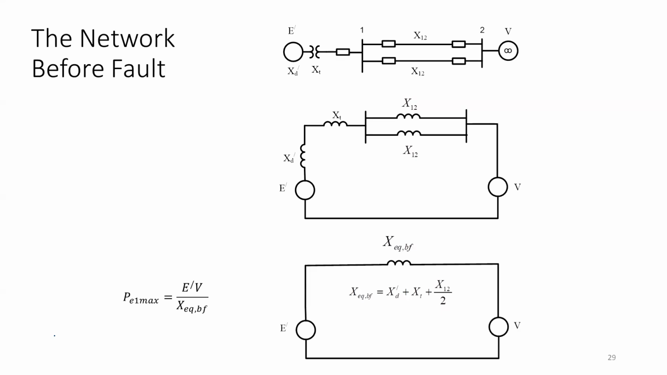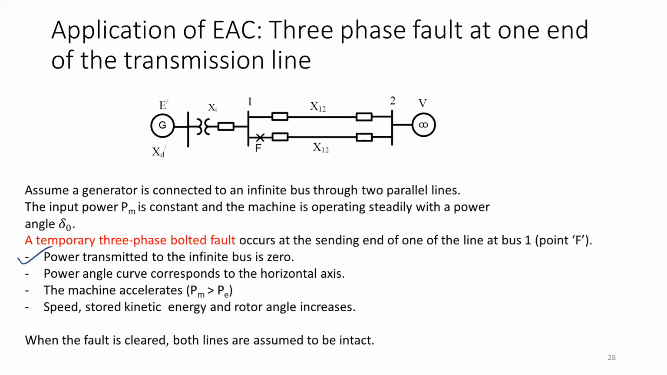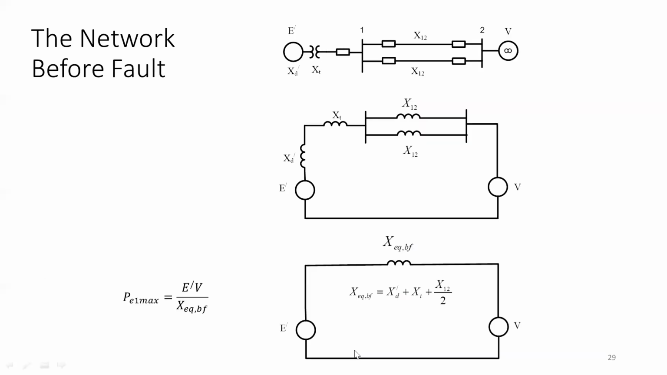We said that the fault will last for a few milliseconds, right? A tree might touch the transmission line, so your network will get a shorted line to the ground for a few milliseconds. Once the tree moves away, both the transmission lines will remain intact, right? Sir, when the fault is cleared, both the lines are assumed to be intact. In that case, what will be the network after fault? It will be the same as before fault. Exactly. It will be the exact same network as before fault.